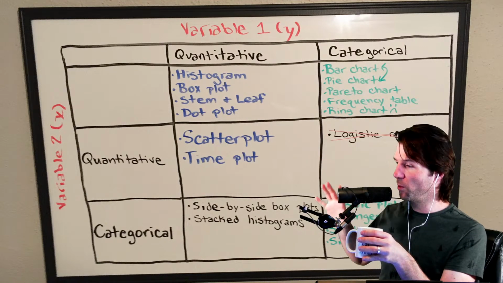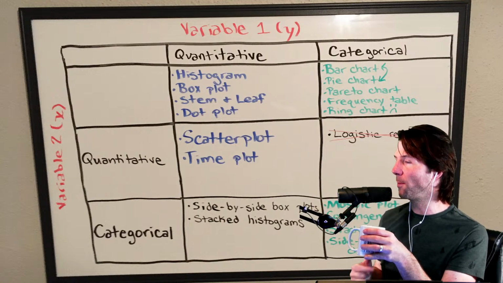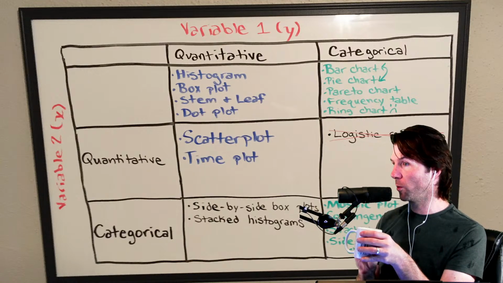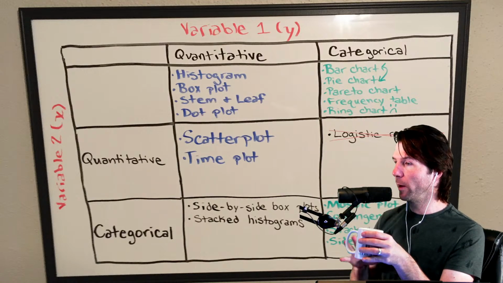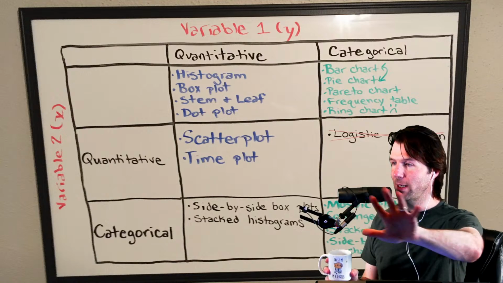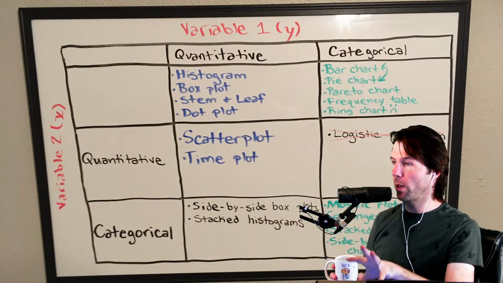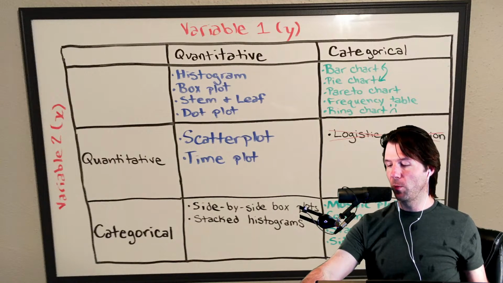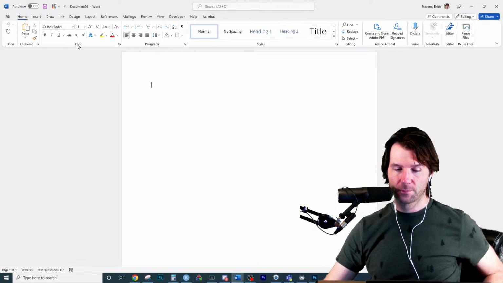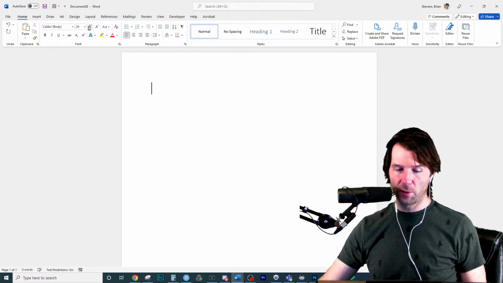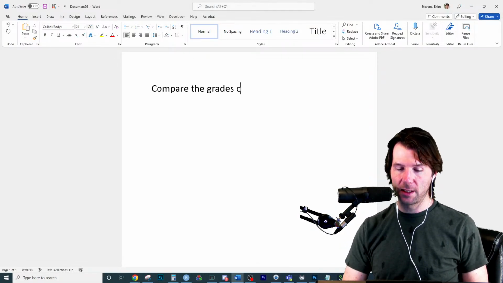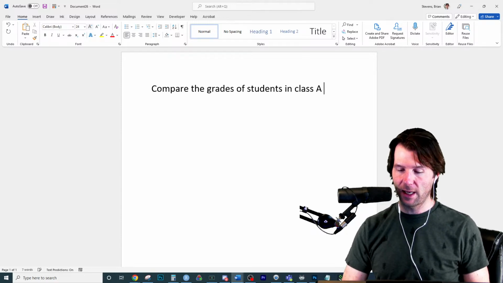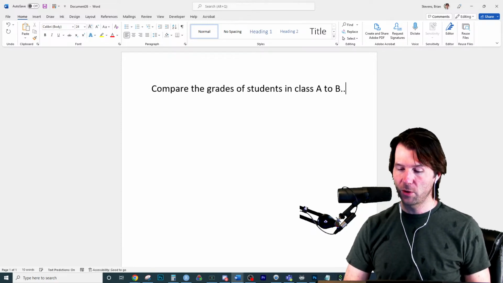But let's say, so Blake, let me ask it again. Let's say you have two groups, hint, two groups, where you have students in class A and students in class B, and you want to compare the grades. So compare the grades of students in class A to B. How would you do that?